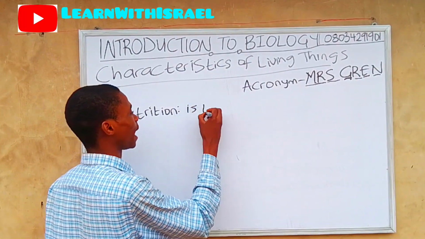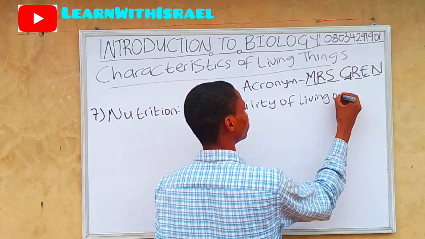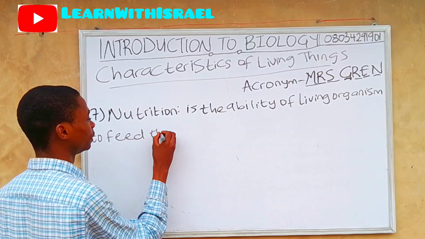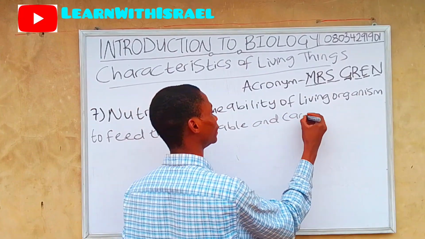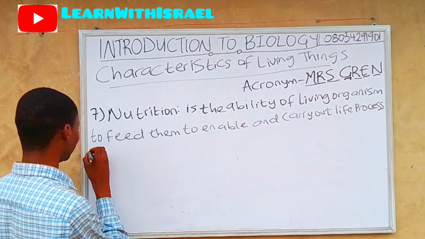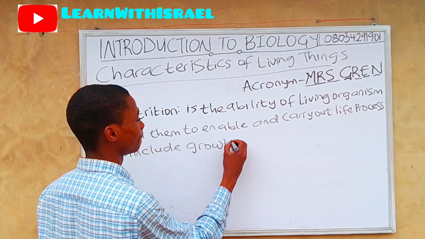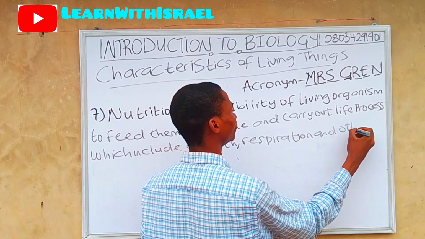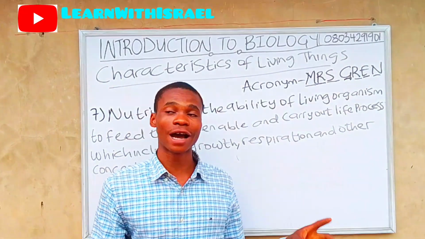So nutrition is the ability of living organisms to feed, to enable them to carry out life processes which include growth, respiration, and other concepts. So that's nutrition. And we have two types of nutrition.